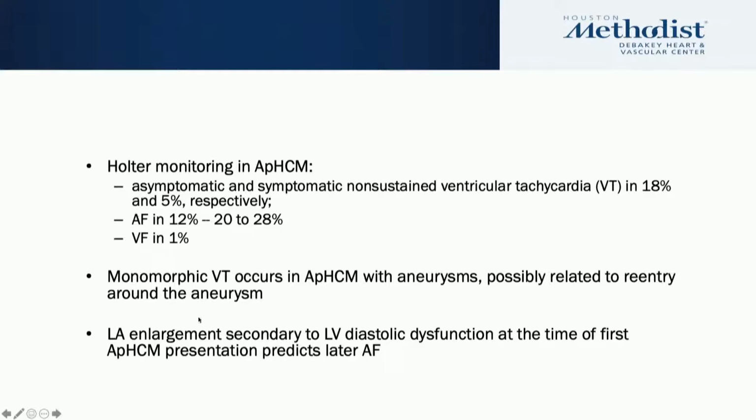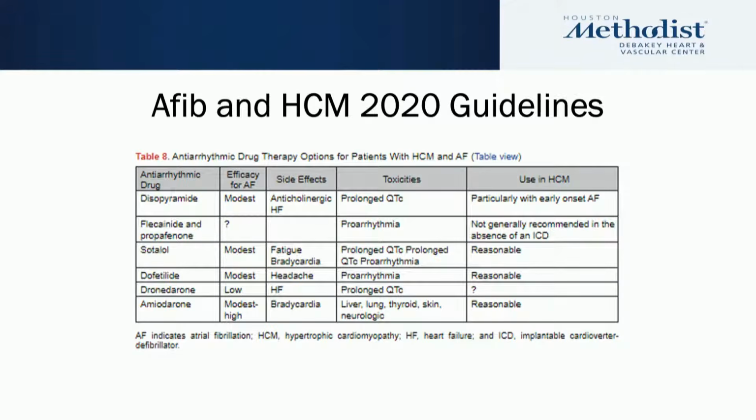And the very important point that I would like to point out: the LA enlargement secondary to LV diastolic dysfunction at the time of first presentation of HOCM predicts later AF. So here it's the chicken or the egg. Basically, with the diastolic dysfunction your LA is big, and now it predicts more AFib, or vice versa: the patient has AFib, your LA enlarges. And that's where also the EDP was elevated.